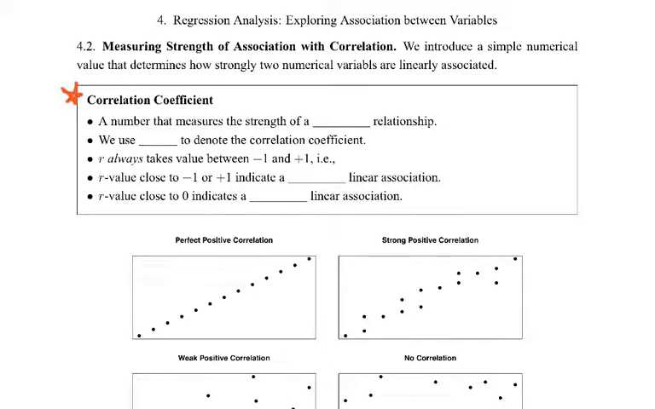We're going to use StatCrunch to calculate this number for us, so we're not going to have to calculate it by hand, but we have to know how to interpret it when we see it. It's a number that measures the strength of a linear relationship, so this only applies to relationships that are linear, which is all we're going to work with. But keep in mind that if you ever see something that's not linear, this wouldn't work to describe it. We use the lowercase symbol r to denote the correlation coefficient.